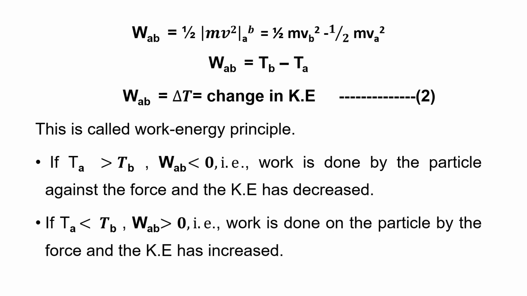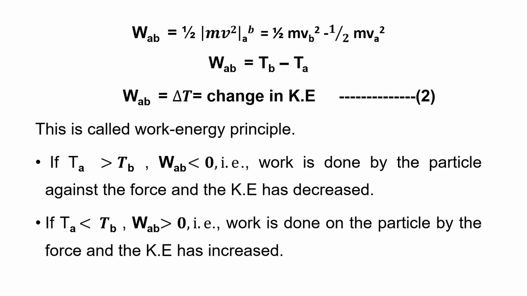As I told you before in some of the examples, the work done can be positive or negative depending upon the state of the energy or the work done on the object. So if the initial kinetic energy T_A is greater than the final kinetic energy T_B, then the work done W_AB will be less than 0. It means that work is done by the particle against the force, and the kinetic energy has decreased. So that shows the negative work done.